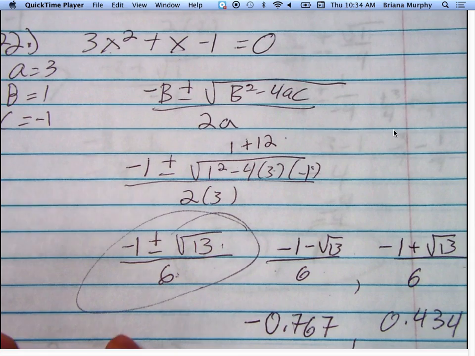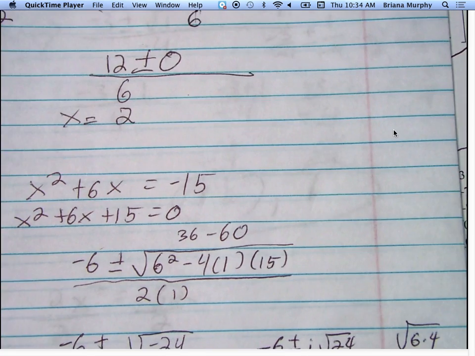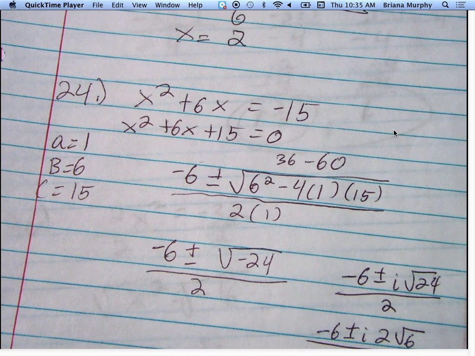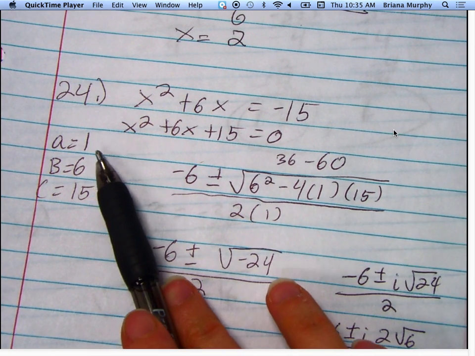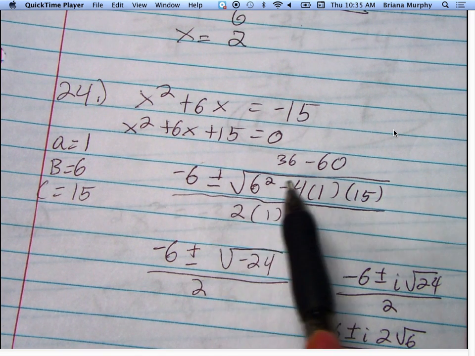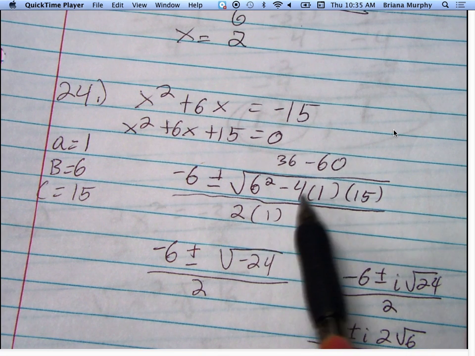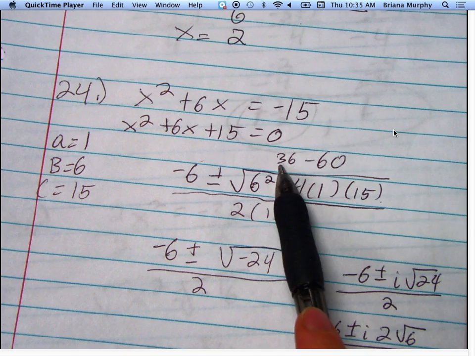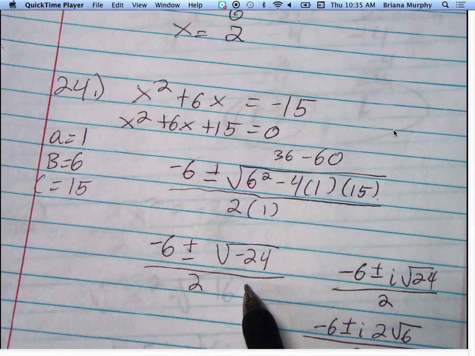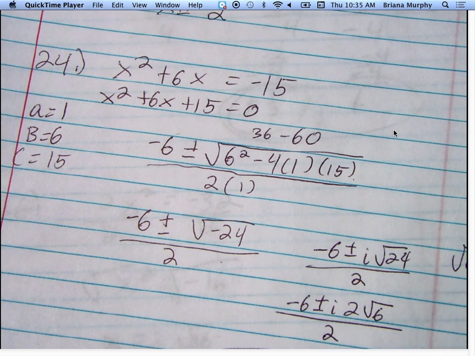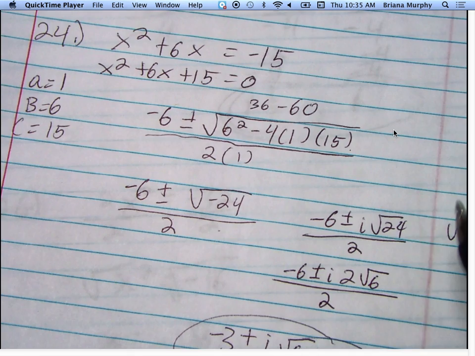24. Okay. First thing I have to do is add 15 to both sides. Then I label A, B, and C and plug them in. Negative 6 plus or minus the square root of 6 squared minus 4 times 1 times 15, all over 2 times 1. So I get negative 6 plus or minus the square root of 36 minus 60, which gives me negative 24 over 2. Now here's where it gets complicated, right? You can't have a square root of a negative 24. So we're going to say that that's i.